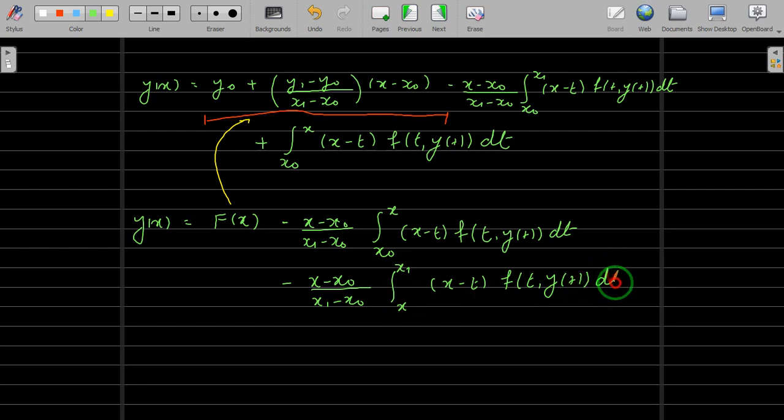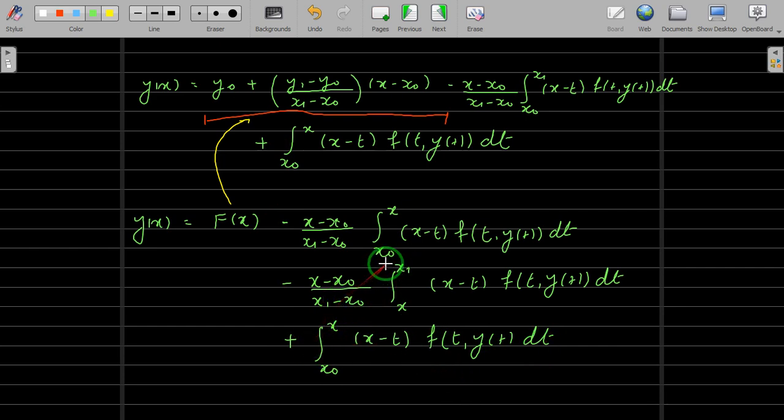y of t dt. I repeat, what I have done is I have taken this y of x here, then whatever is underlined in the red color I have written as F(x), that is the non-homogeneous part, and then I am splitting this integral x naught to x1 into two, that is x naught to x and x to x1, and then you have this integral here. So plus integral x naught to x, x minus t f of t y(t) dt. So there are two integrals.